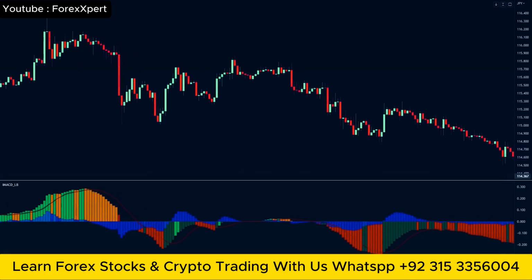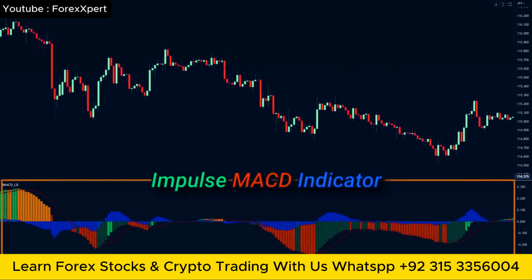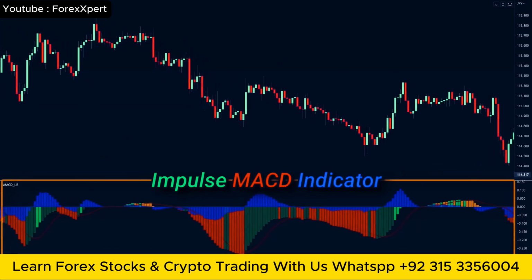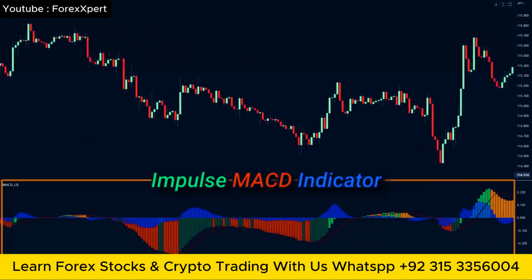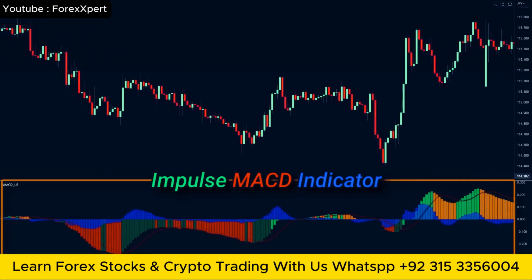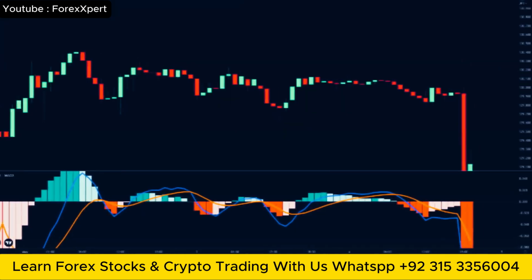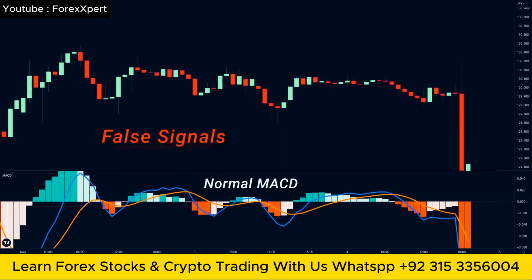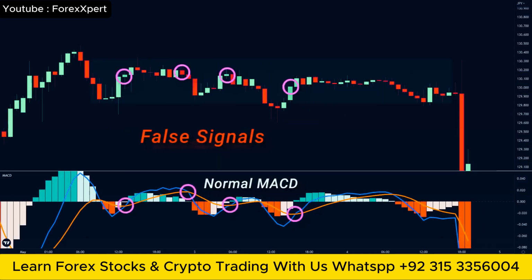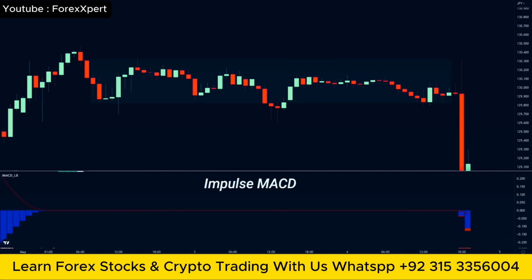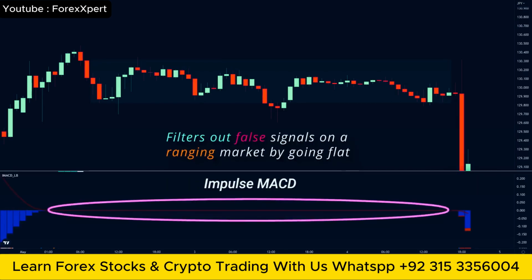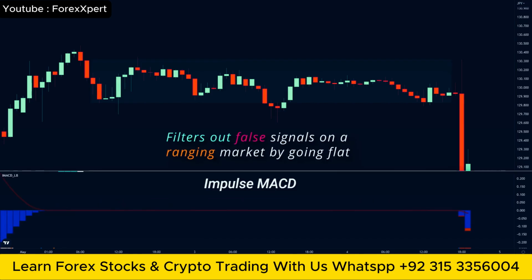And so, that indicator is called the Impulse MACD. Similar to the old MACD, the Impulse MACD is also a momentum indicator that could detect trends. However, it has its own unique feature. The difference is that, unlike the normal MACD which displays multiple false signals when the market is ranging, the Impulse MACD filters out these false signals and goes completely flat, as you can see here. And so, because of this unique feature, you're now less likely to get trapped by these false signals.